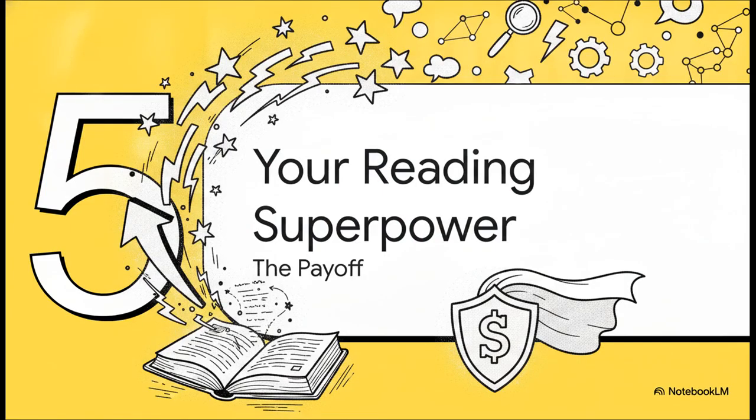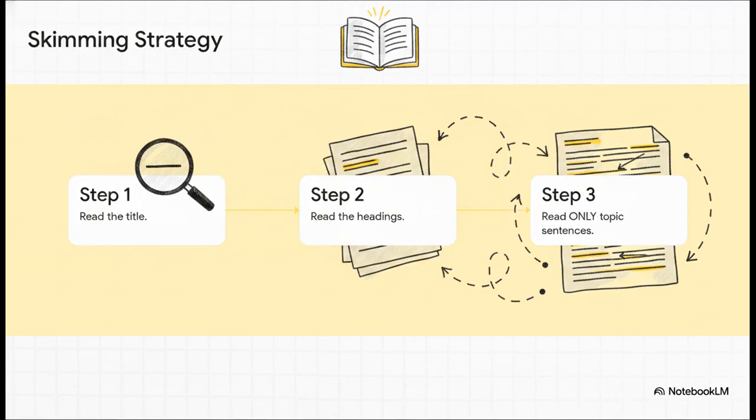Let's move on and see how this builds into our final section. Section 5, your reading superpower, the payoff. Stringing these sentences together unlocks something pretty amazing. This is what I like to call the ultimate skimming strategy.